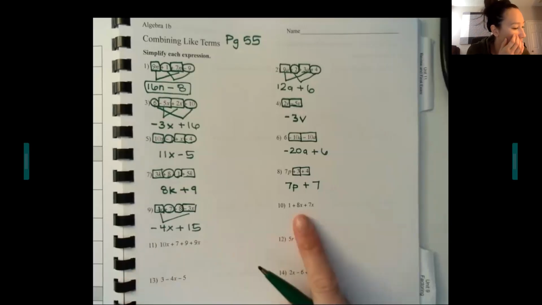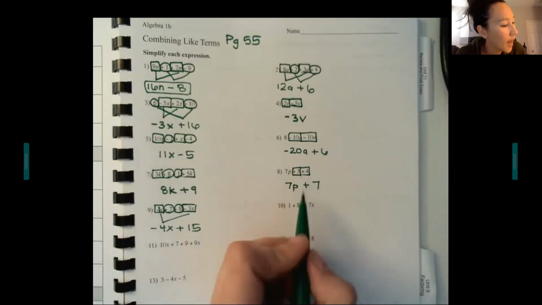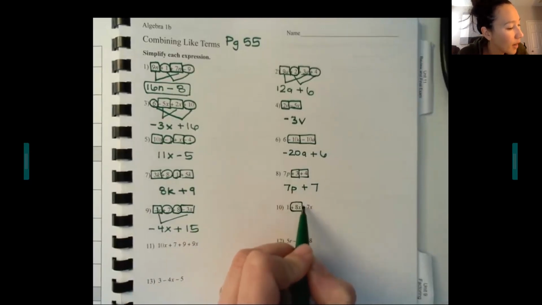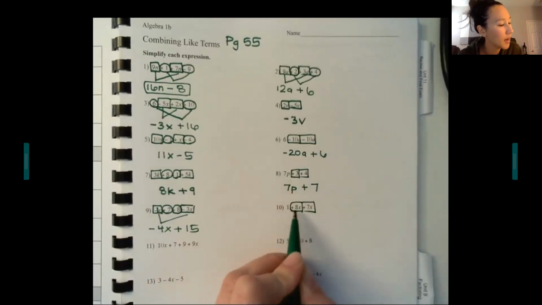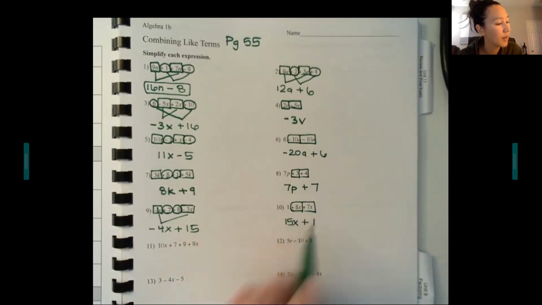Okay, so let's see. Number 10, we have 8x, positive 8x, and positive 7x that we can combine. That would make 15 x's, and then we have a 1 that can't be combined. So 15x plus 1.